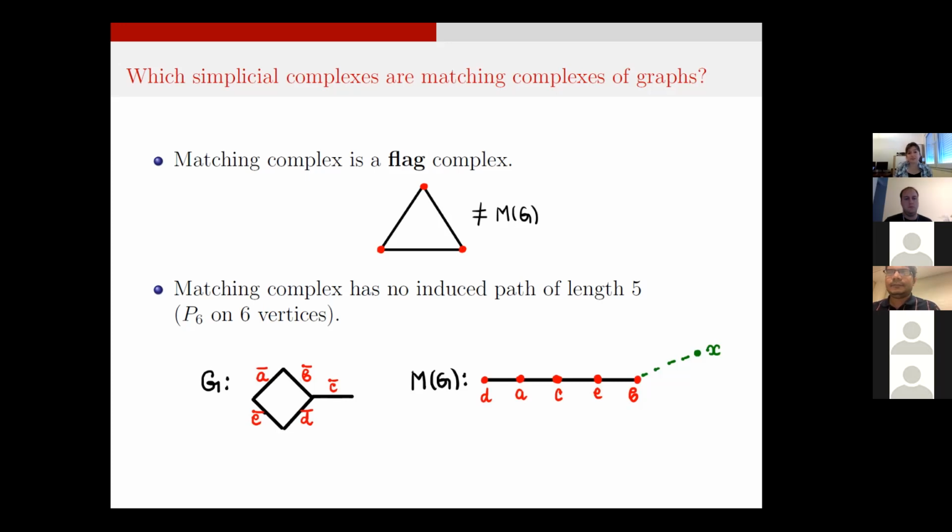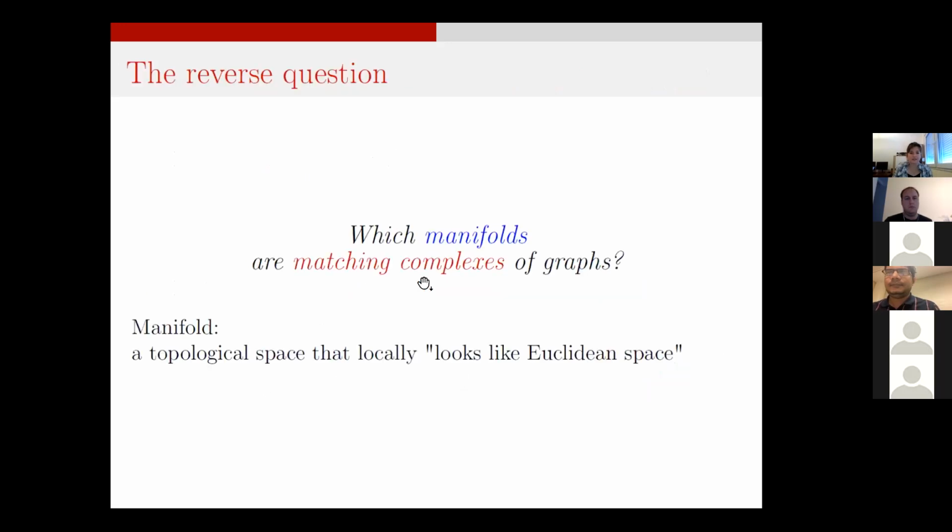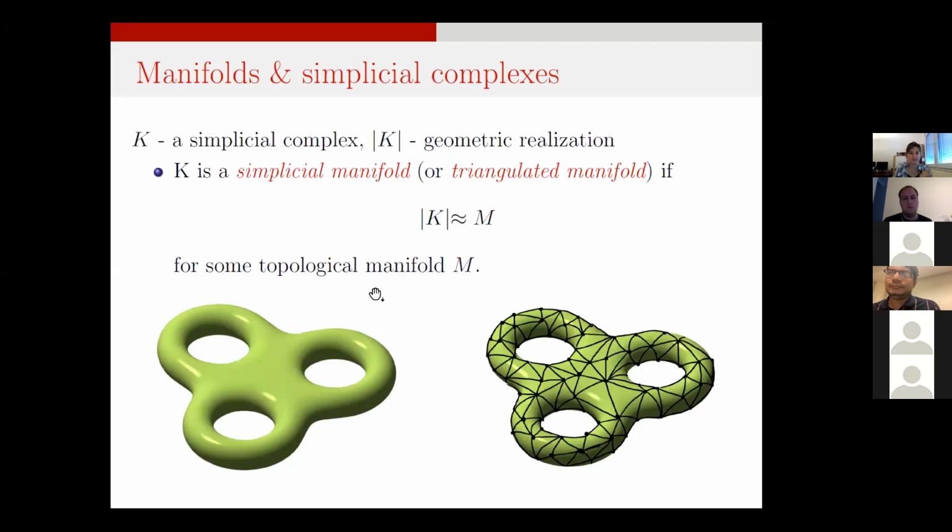Well, since this is a very broad question, we decided to look at a smaller class. And we said, okay, we're going to talk about manifolds. So which manifolds can be seen as matching complexes? And when I say manifold, well, we always talk about the space where you feel like you live in Euclidean space, right? So we just have to state manifold in terms of simplicial complexes, some kind of simplicial manifolds. And this is a definition.